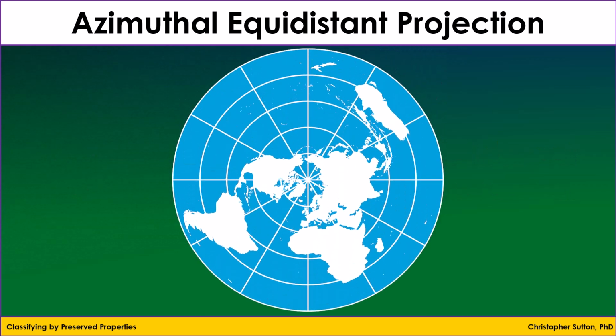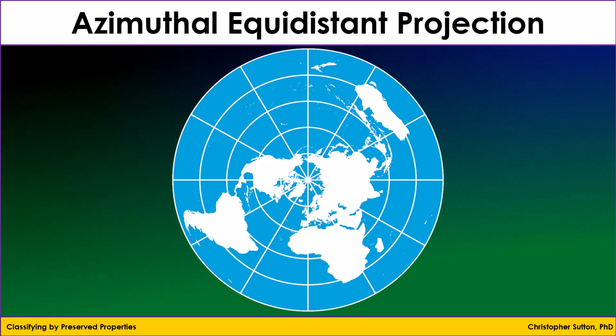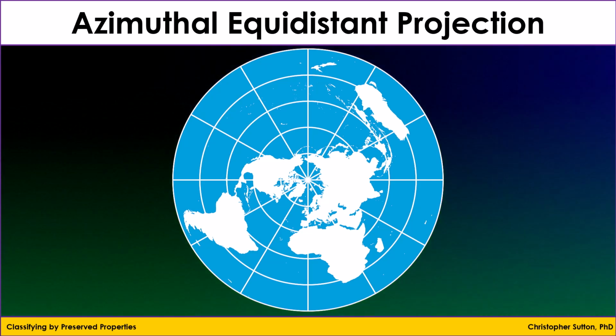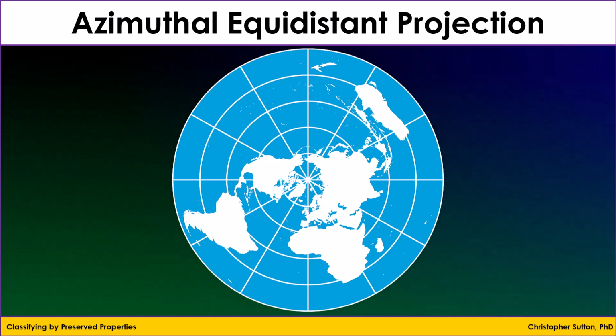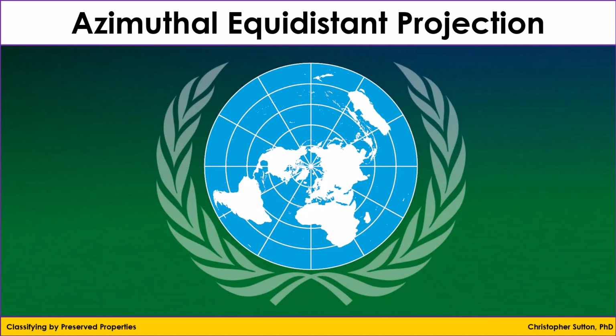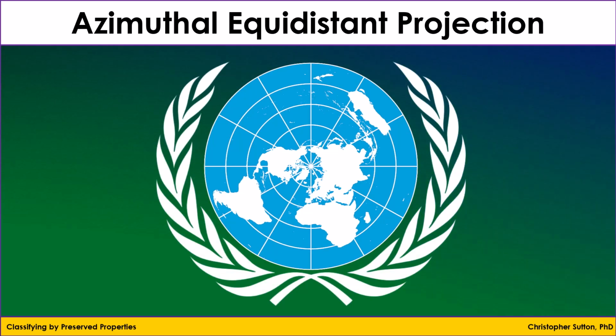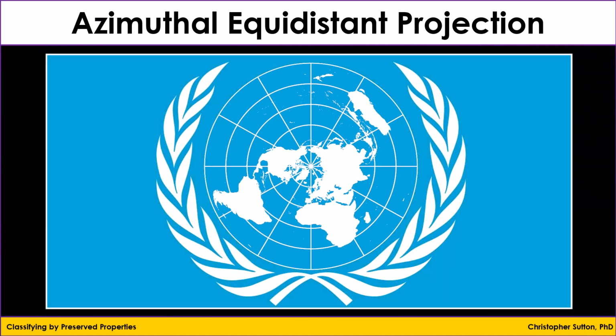Here's the azimuthal equidistant projection, which preserves distance and direction from the center of the map. You may have encountered the azimuthal equidistant projection previously, perhaps in this form right here, which if we add to it, and we'll add a background to display the flag of the United Nations.